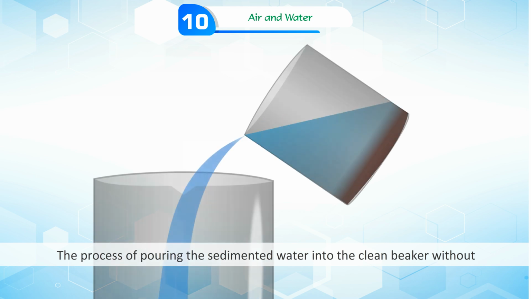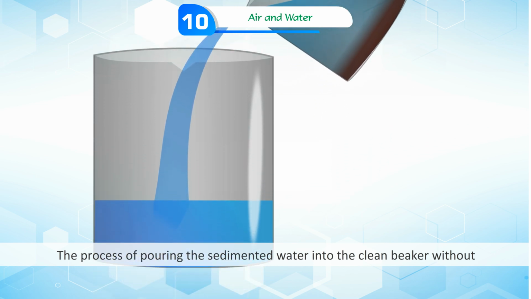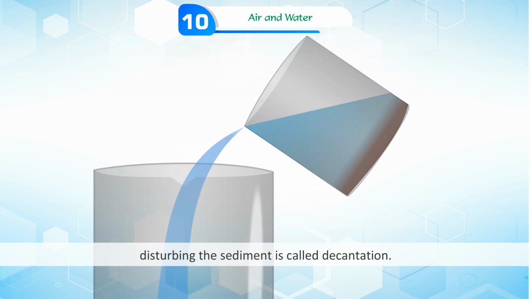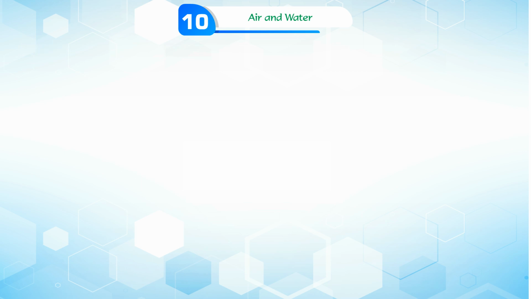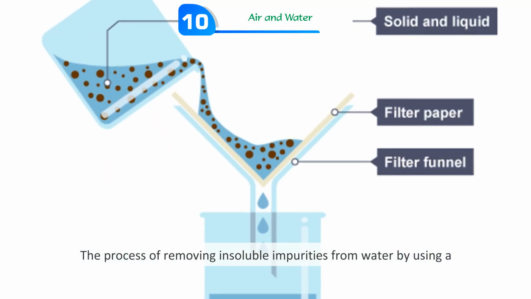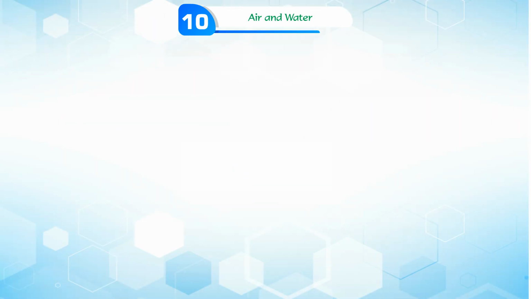Decantation. The process of pouring the sedimented water into a clean beaker without disturbing the sediment is called decantation. Filtration. The process of removing insoluble impurities from water by using a filter paper is called filtration.